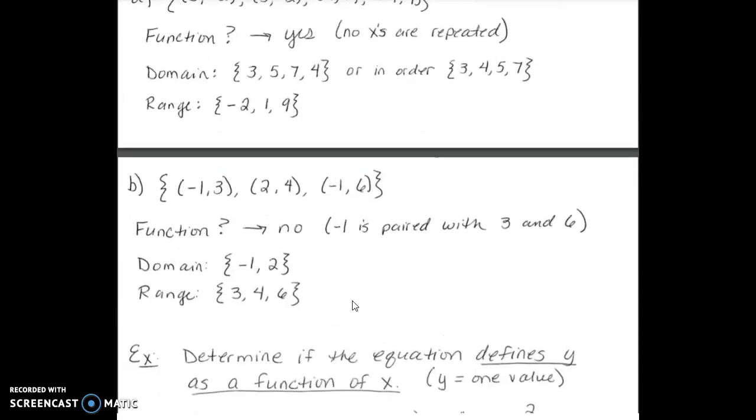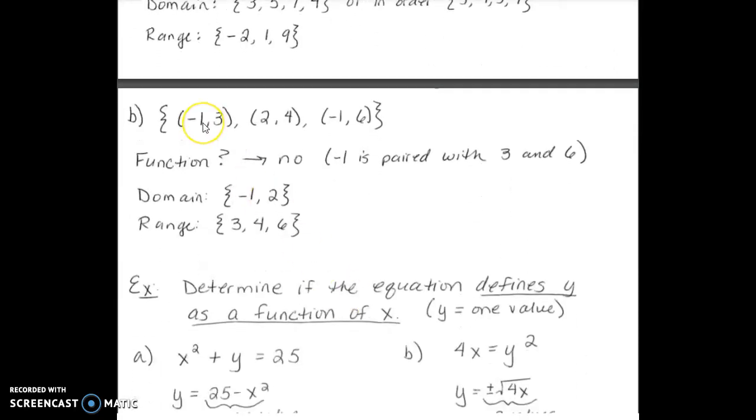So we're going to do another example of the same directions. This time our set of ordered pairs contains the ordered pairs (-1, 3), (2, 4), and (-1, 6). So the first question, is this a function? In this case, we would say no, since the x value of -1 is paired with a 3, but then again, it's also paired with a 6.